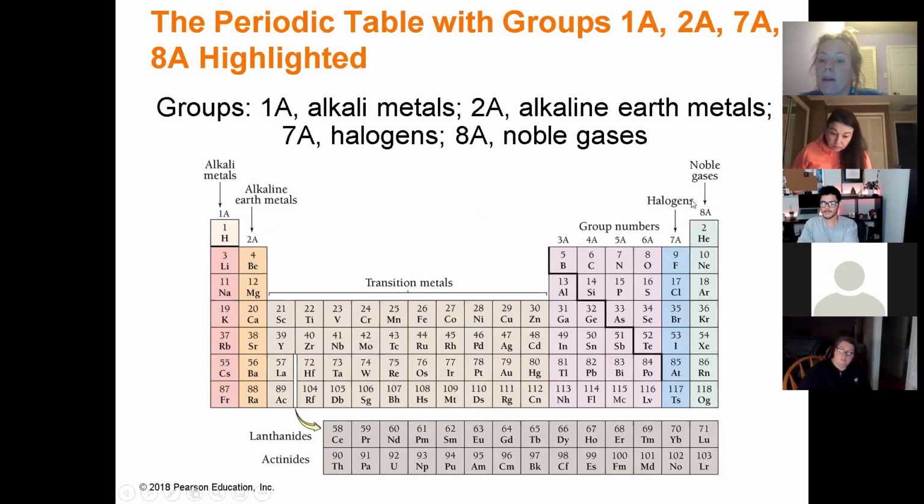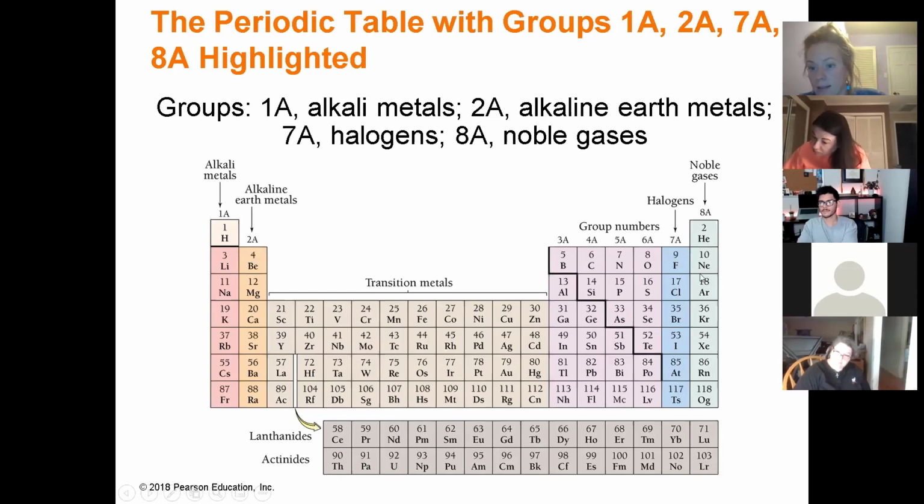We have over to the right, we have our halogens. These do have column names, but you don't need to know them. So our halogens are column 7. And then column 8 are the noble gases. All these are gases. The reason that they say that they're noble is because they tend to stay with their own kind. So they don't like to bond very much. And we'll talk later about why these guys in particular don't like to bond.